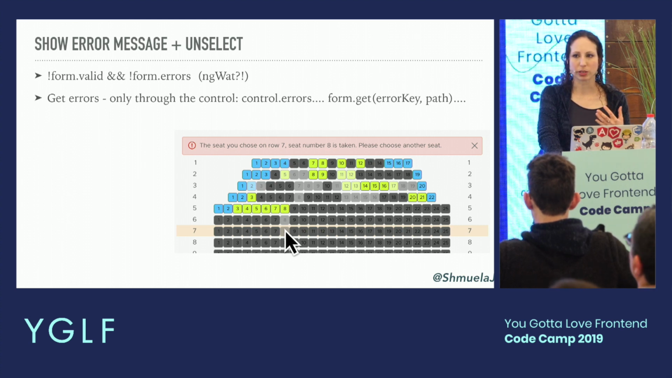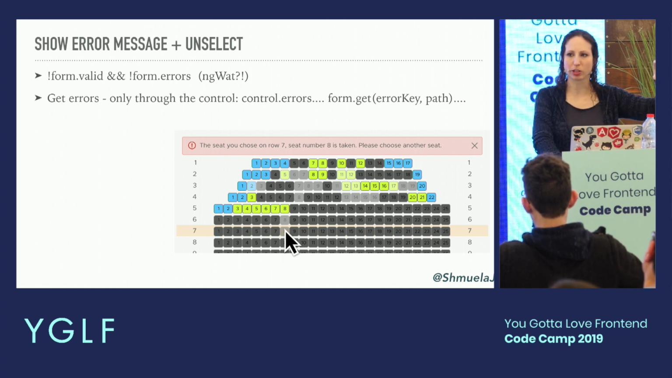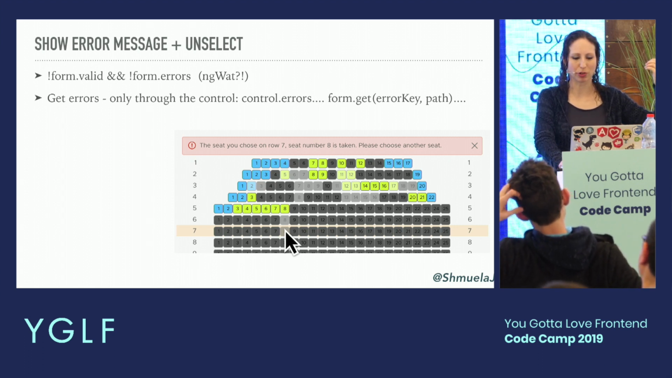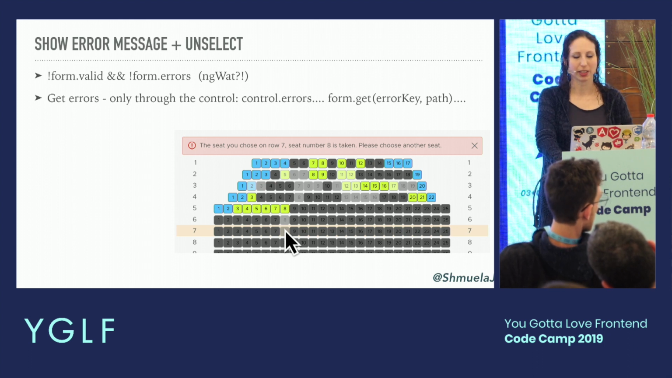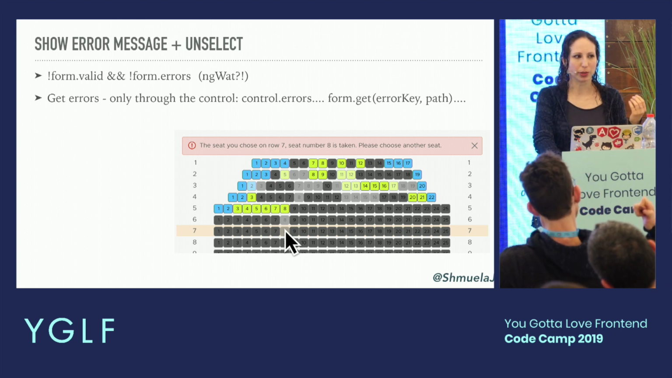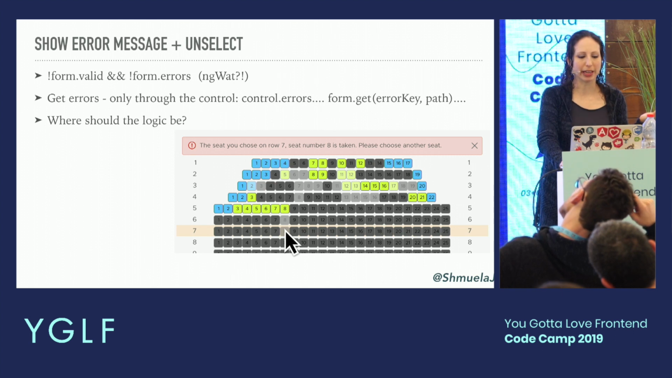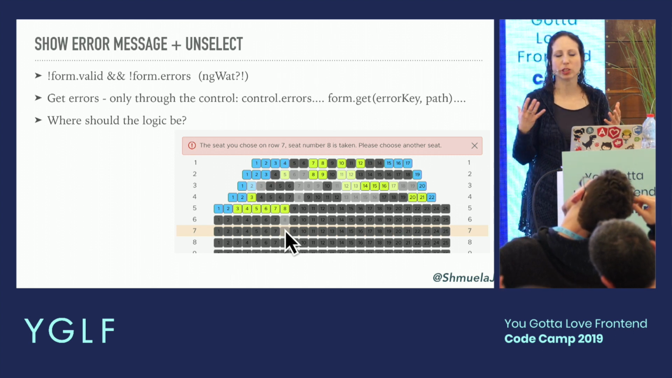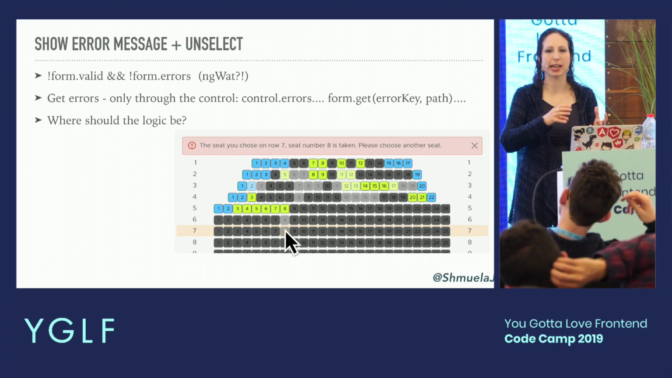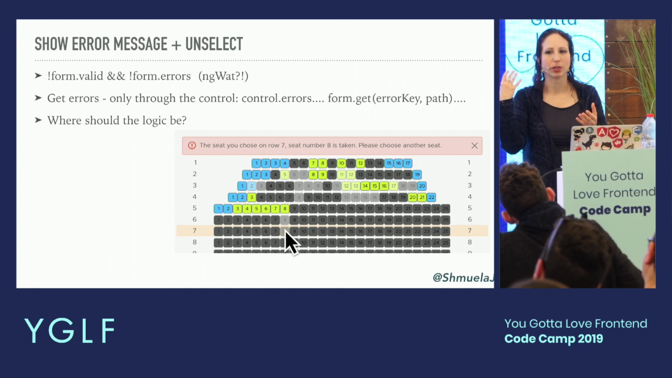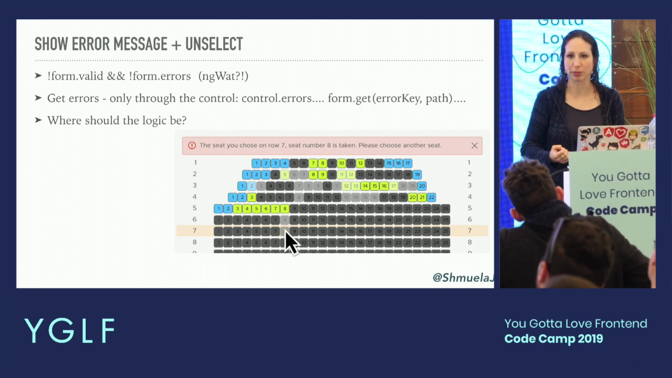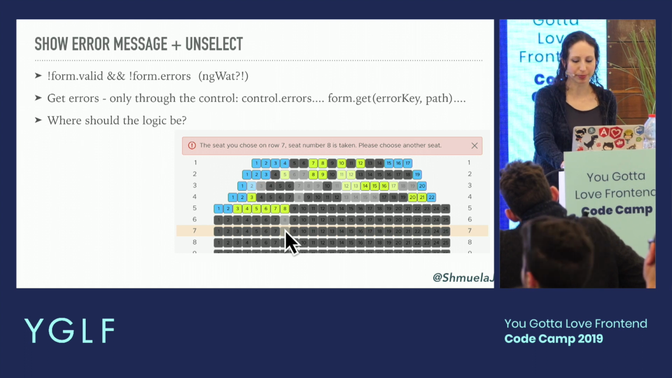So the only way to get the error object is to know where it came from, to hold the control. So we need to get the control with the path to the control like we did before, and then we can get the error object. But we don't know which control it came from. Okay, so what are we doing here? What would we do? Where should the logic be? Where do we have the data about which control, which seat the error came from? We have the data in the control itself.